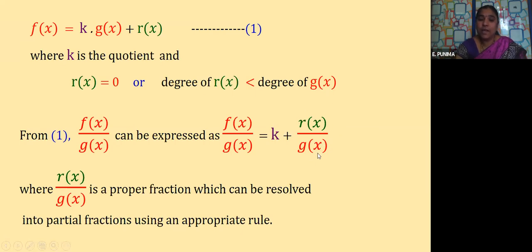So r of x by g of x, which is to be resolved into partial fractions. Already you are using the appropriate rule. Whenever a proper fraction is there, we have 4 rules where it can be split into partial fractions. Yes or not? We have seen 4 rules are there for us. So depending on the rule which is applicable, that can be taken here. Clear? So let us see with an example what it is exactly.